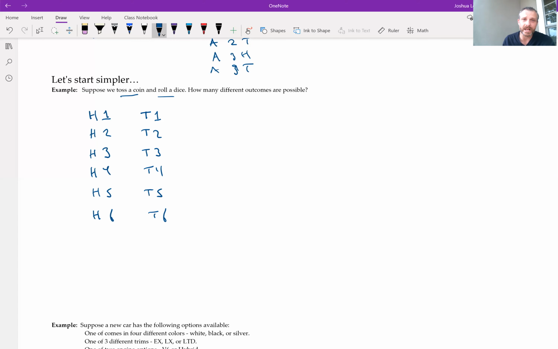One of these things will happen. Don't be that person that says, oh, the coin can land on its edge. We're going to assume that never happens. So this is it. You toss a coin, you're getting heads or tails. You roll a dice, you're going to get 1, 2, 3, 4, 5, or 6. So together, one of those things will happen. So how many different outcomes are possible? Well, let's count them. 12 different outcomes are possible.